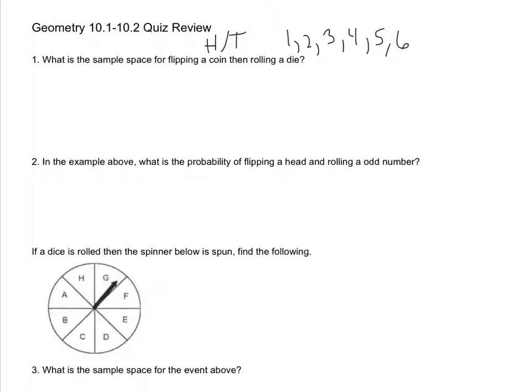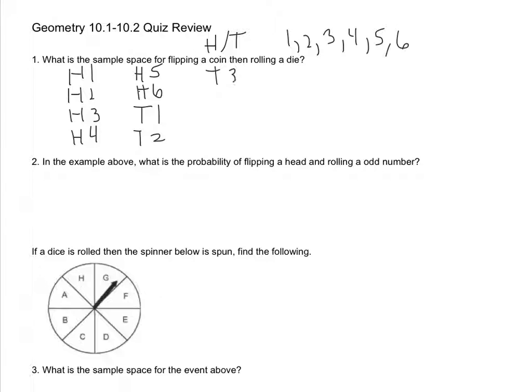So what I could do is I could get a head and then roll a 1. So we'll call it H1. I could get a head and get a 2. I could get a head and get a 3. I can get a head and a 4, a head and a 5, a head and a 6. So those are all the ones that have a head. I could also, of course, get the tail and get all those corresponding dice as well.